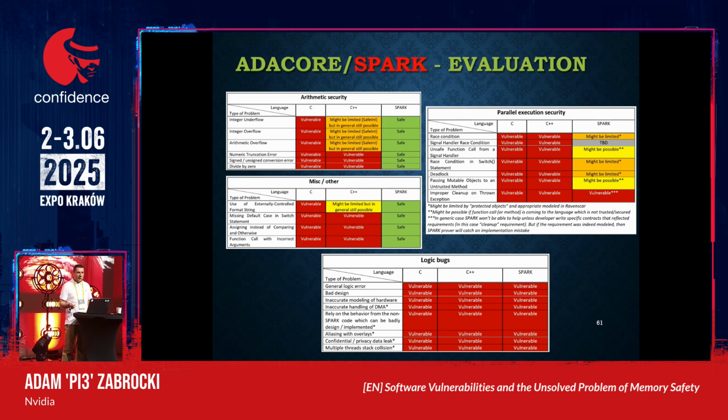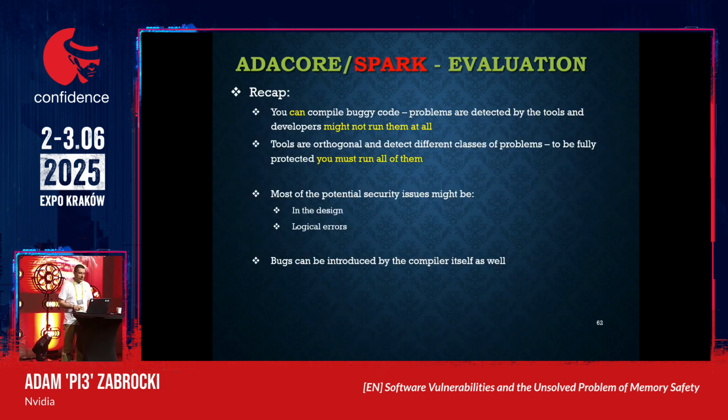Additionally, if you, for example, incorrectly use the hardware, if you program the DMA in an incorrect way, there is not much you can do here. So this type of bug will be in a formally verified language as well. But as you can see, there are not many types of bugs you can still hunt in such languages. So in recap, you can have bugs because you might not run the tools, so you must run the tools, and you must run all of them, not just a subset. And most of the potential bugs are in the design or logical errors.